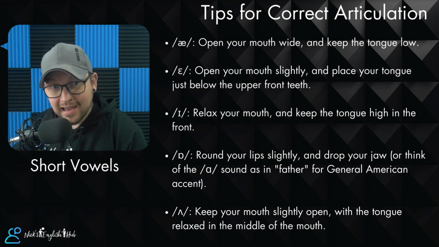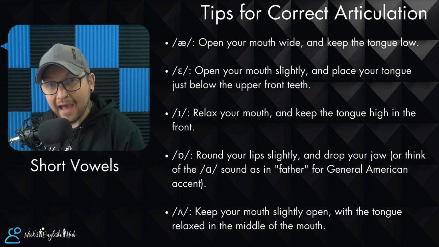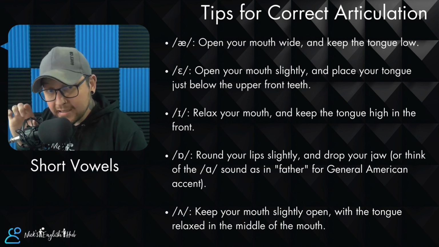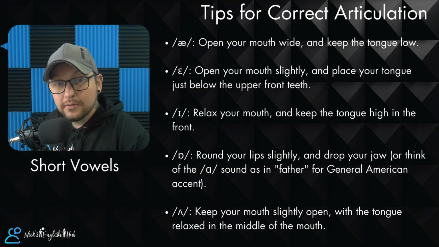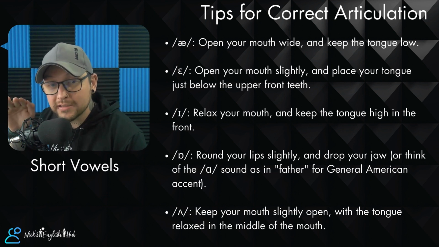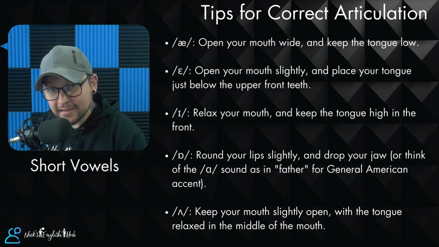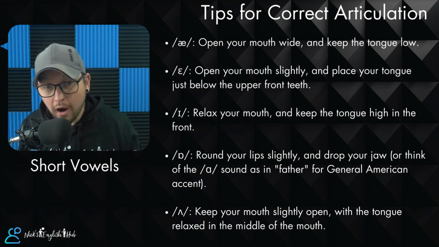For the ah sound, you want to open your mouth wide and keep the tongue low. For the eh, open your mouth slightly and place your tongue just below the upper front teeth. For the i, you want to relax your mouth and keep the tongue high in the front. For the ah, you want to round your lips slightly and drop your jaw. Or think of the ah sound as in father.